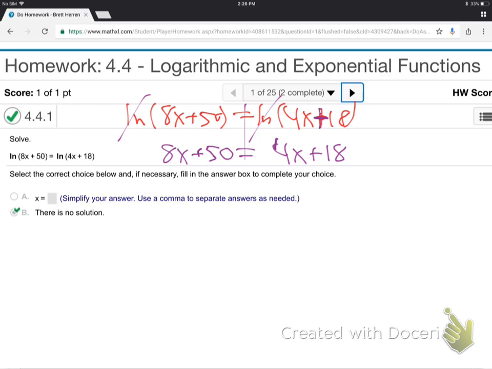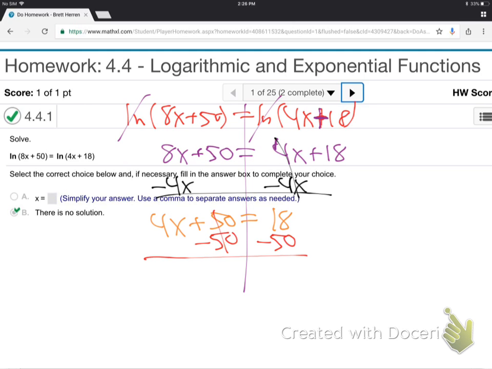Now, remember how to solve equations when you've got x on both sides? You've just got to get rid of one of them. So subtract 4x from both sides, and we get 4x plus 50 is 18. Next step, subtract 50. So we get 4x is minus 32. Last step, divide by 4, x is minus 8.